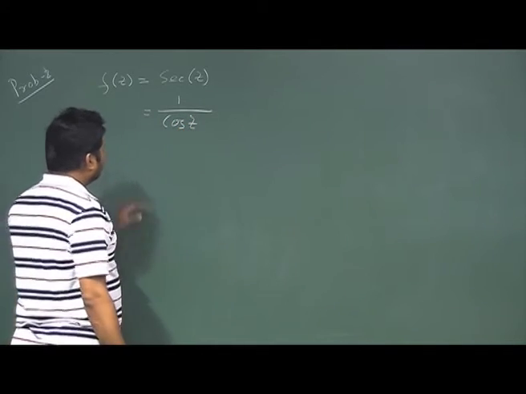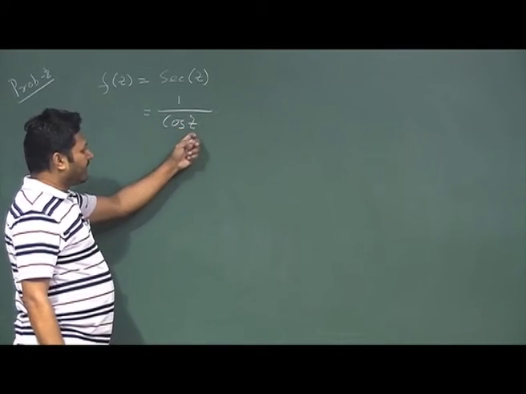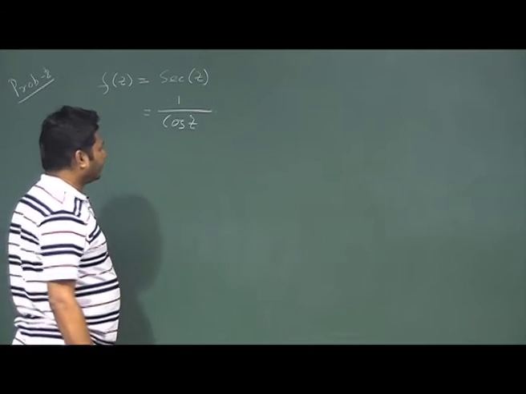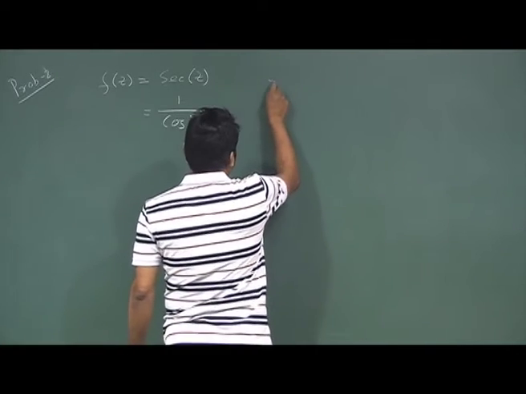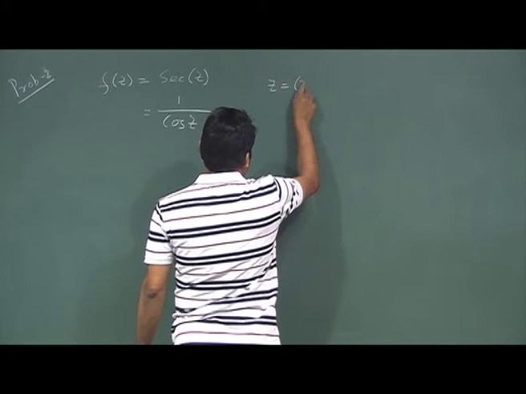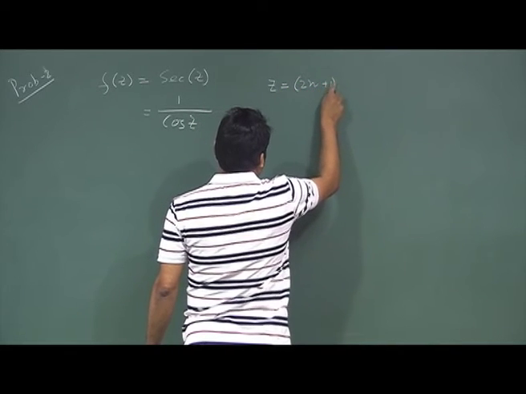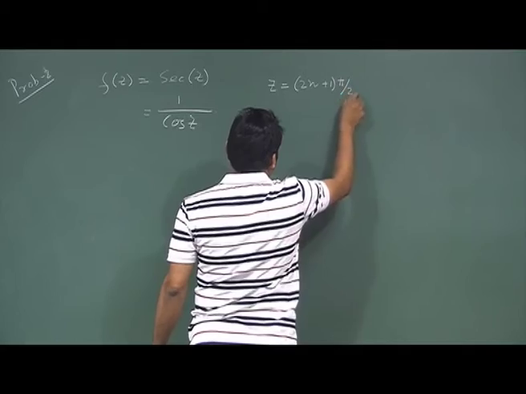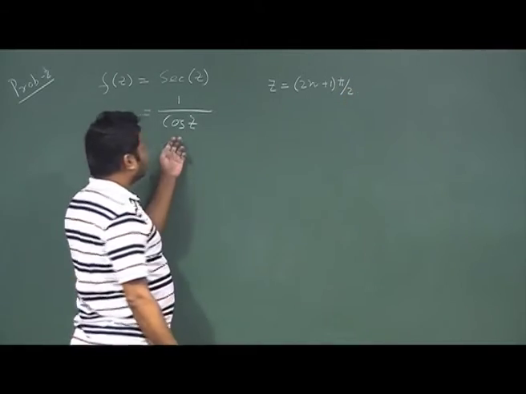cos z. So, where are the points z where we have zeros? Where are those points? So, z would essentially be (2n plus 1) pi by 2. These are the points where this function is going to vanish.